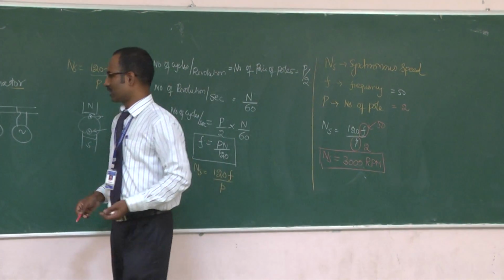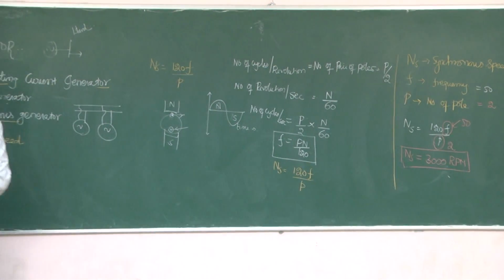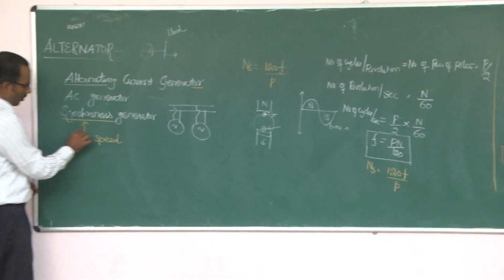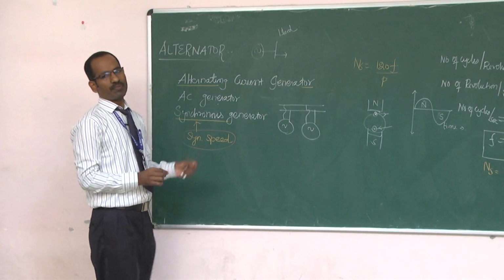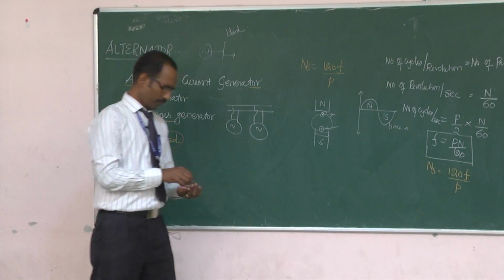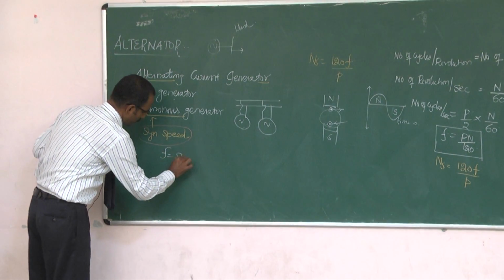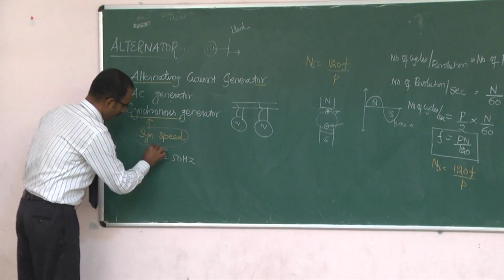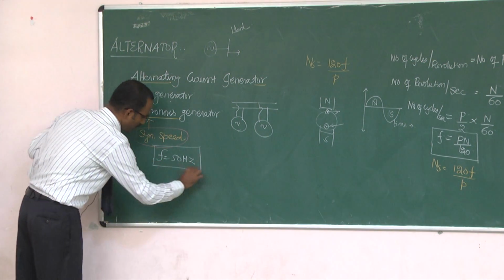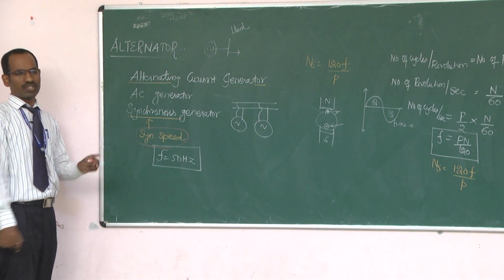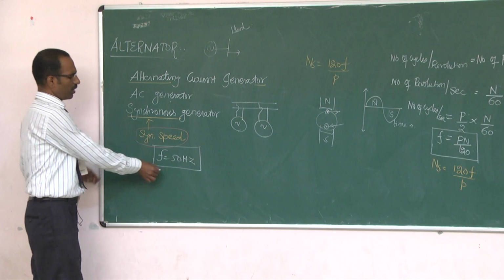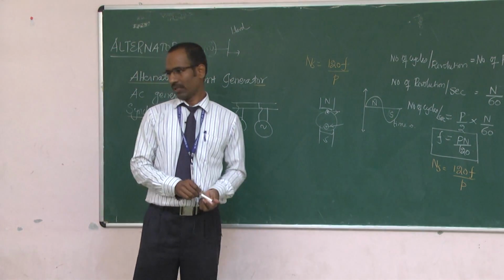So we always make our generator run only at the synchronous speed. One more reason is there why it must always run only at the synchronous speed. We maintain the supply frequency as constant as per our standard, which is 50 Hz. To maintain the frequency at 50 Hz, our machine must run only at the synchronous speed; then only will we get the standard frequency.